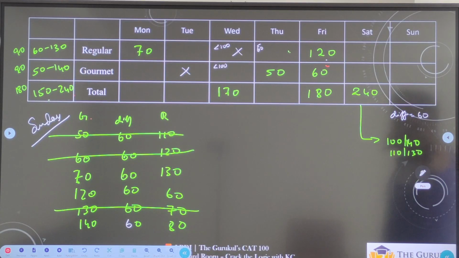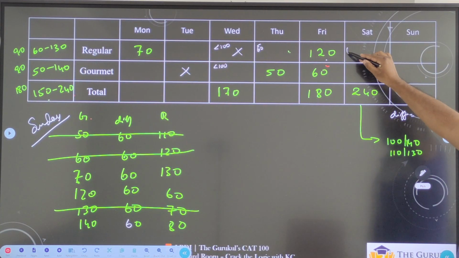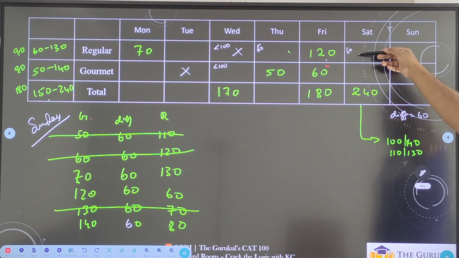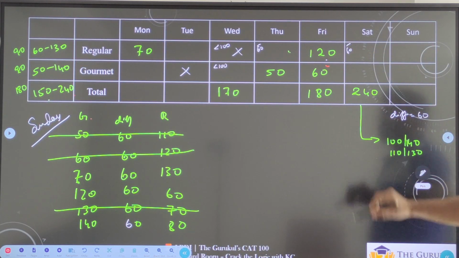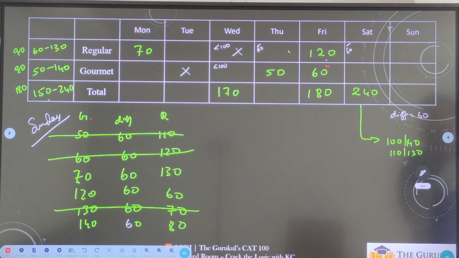Can 60 come on Saturday? If 60 is coming over here on Saturday, this is 240 already. If this is 60, 240 minus 60, we should have 180 more. So 60 is also not coming here.